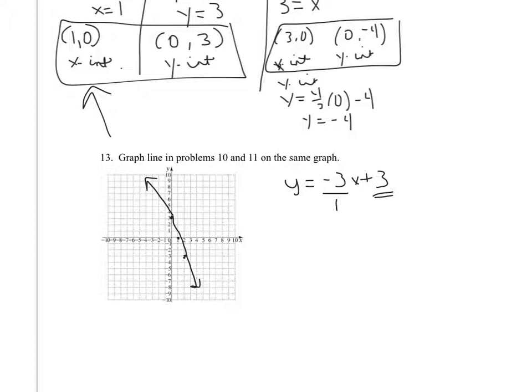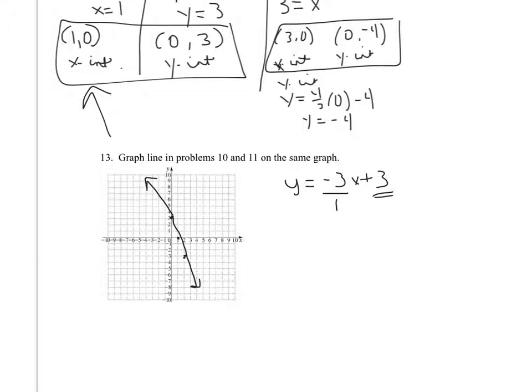As long as I have any 2 points, I can graph a line. The only issue I have to be aware of is if I have only 2 points, I don't have any way of determining if I've made a mistake. A third point oftentimes will help show me if I have made a mistake somewhere. So using intercepts, you're only going to have at most 2 points.